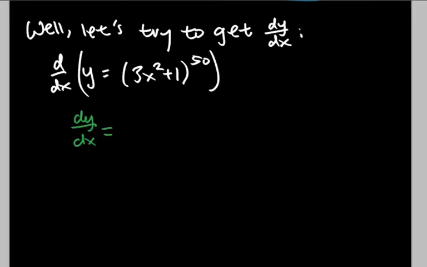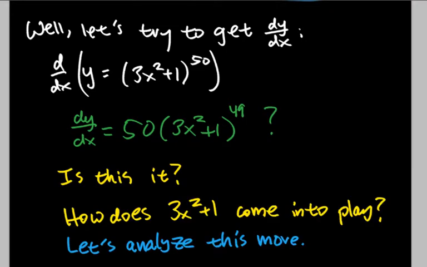Just power rule it. So 50 times 3x squared plus 1 to the power of 49. This is it. How does 3x squared plus 1 come into play? Those are questions that you probably should be asking. Because we did just take the derivative of a function, but we didn't do anything with the inside at all. So let's analyze this more and see what we can get.